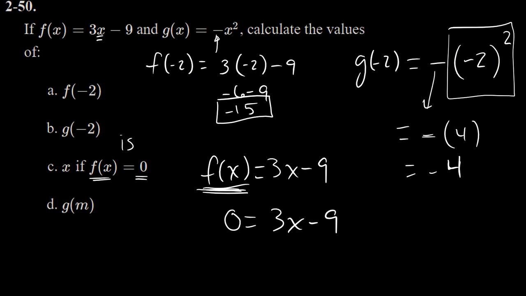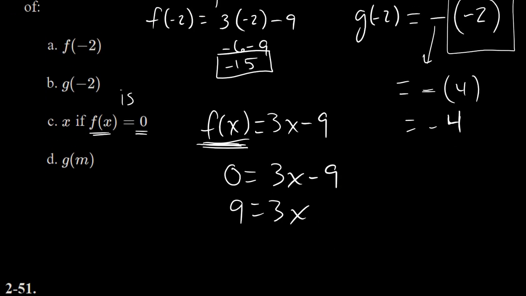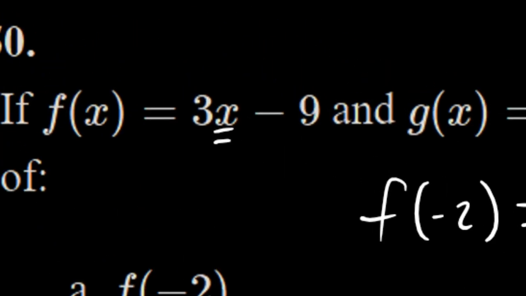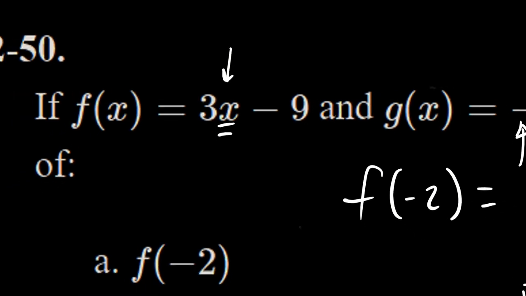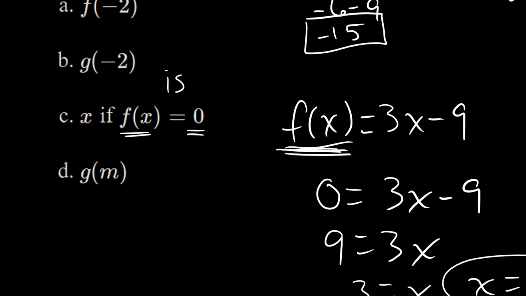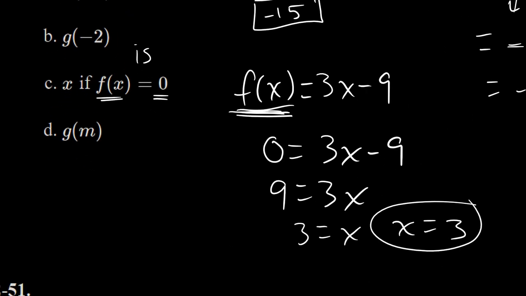I'm going to add 9 to both sides. So I get 9 is 3x. I'm going to divide both sides by 3, and I get 3 is x. X has to be 3. So I think 3 should give me an output of 0. If I come up to the original function and put 3 in there, that's 3 times 3, which is 9, and 9 minus 9 is 0. So yeah, if the output is 0, the input had to be 3.